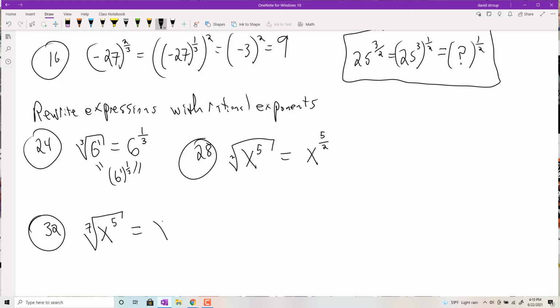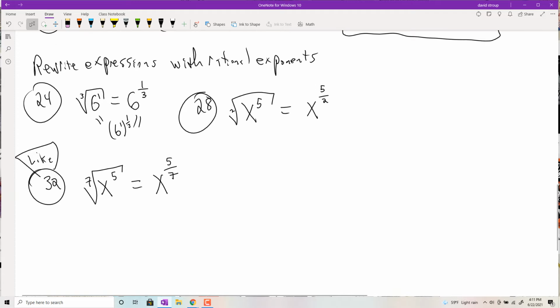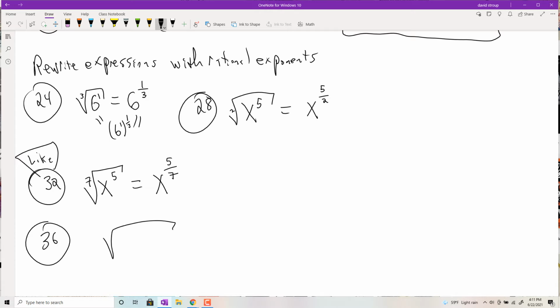Anyways, let's look at this guy. So again, the 7 goes into the denominator in the exponent, and the 5 will go into the numerator. Okay, so actually I miscopied that, so it's like number 32. It's not the same thing. But anyways, that would be the answer to that problem. Let's look at number 36. We have the 6th root of something, 9x squared y, and then raised to the 5th power. So basically we just want to take this thing and raise it to some fractional exponent. So we have 9x squared y, and then we're going to raise that whole thing to the 5/6 power.